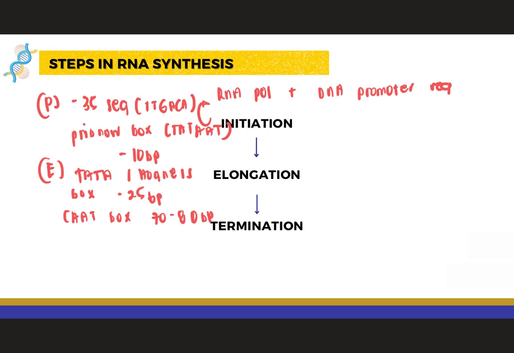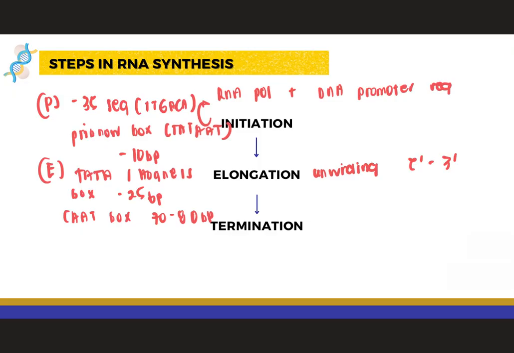So, next one after your initiation is your elongation. In elongation, what happens here is local unwinding of DNA continues in the five prime to three prime direction. Your RNA polymerase synthesizes your RNA using your nucleoside monophosphates, releasing phosphate each time.